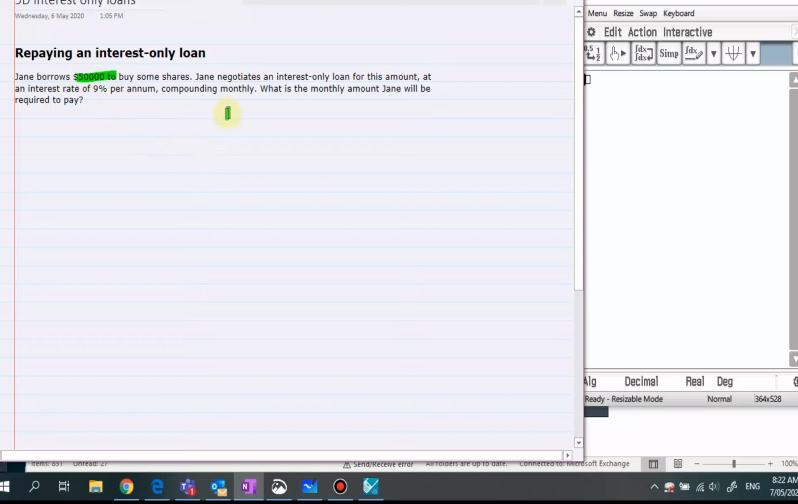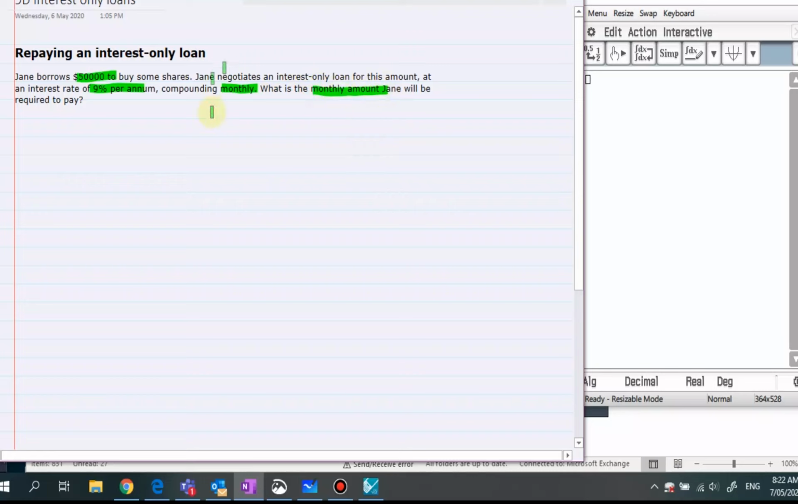During that time though, the bank wants something for their trouble, so they give Jane an interest-only loan for this amount, with an interest rate of 9% per annum, compounding monthly. Right, so we want to know what the monthly payment is for Jane.